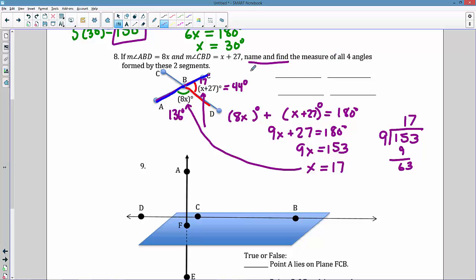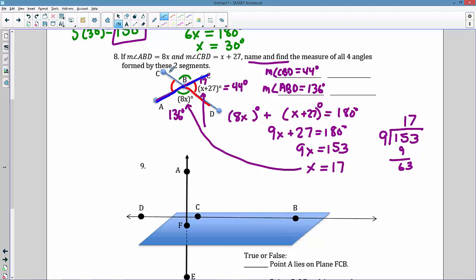Okay, so let's do the ones we know. The measure of CBD equals 44 degrees. The measure of the other one we found, ABD or DBA, but I'll do ABD, is equal to 136 degrees. Now remember what we talked about with vertical angles a few minutes ago. So the two green ones here are vertical angles. They're across from each other in an X. And the two red ones here are vertical angles.